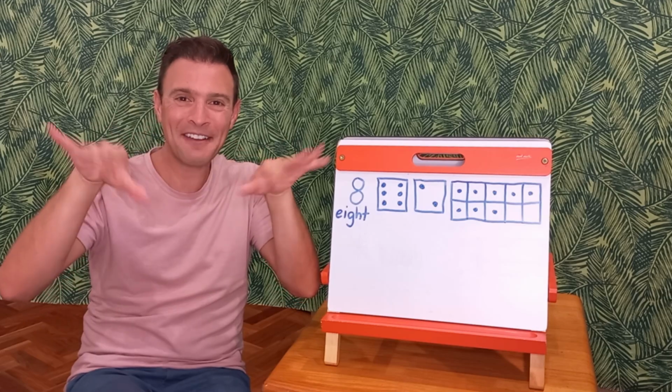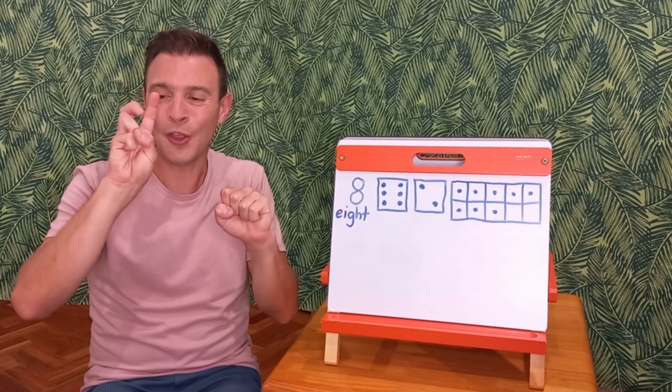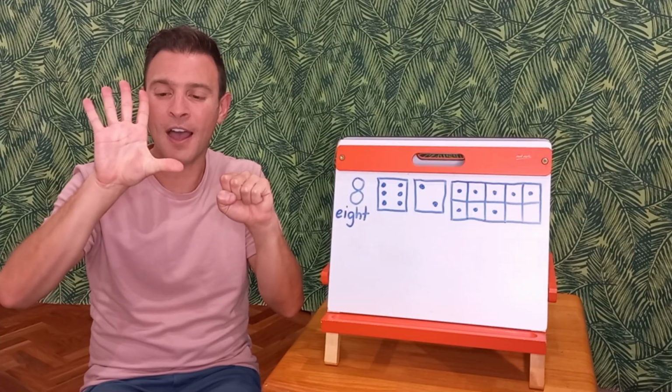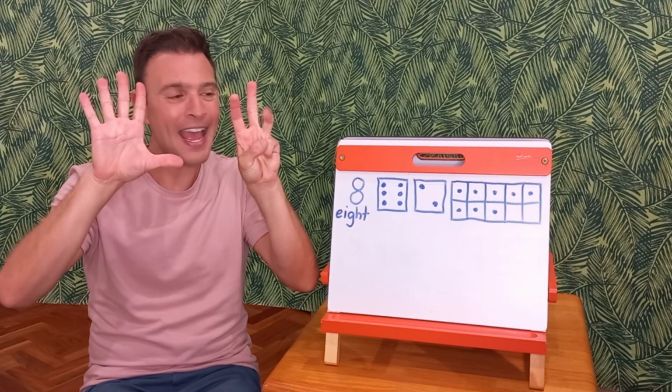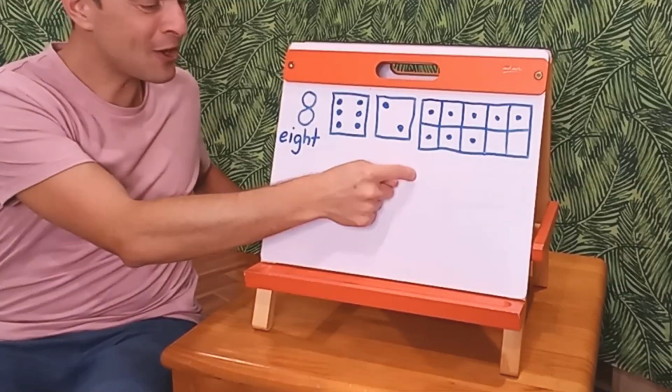That's right, with our fingers. Get those hands ready. 1, 2, 3, 4, 5, 6, 7, 8. These are my 8 fingers. I'm going to show 8 fingers on my board.